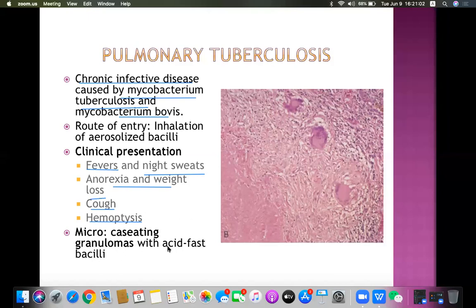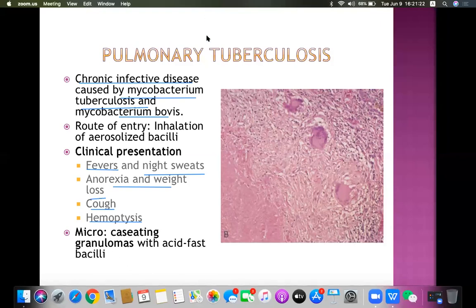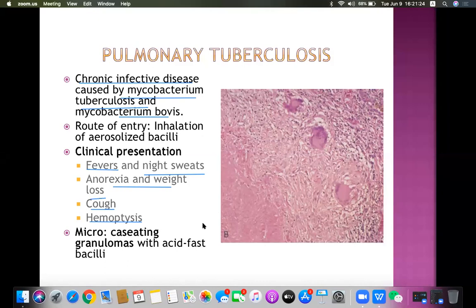Now, if you take a biopsy from that infected area, what will you see in a case of tuberculosis? It is very clearly written here. This is caseating granuloma. Caseating granuloma with acid-fast bacilli.